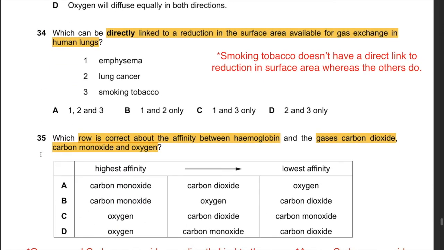Oxygen will diffuse from alveoli into capillaries, from higher concentration to lower concentration. Question 34. Which can be directly linked to a reduction in the surface area available for gas exchange in human lungs? 1. Emphysema, 2. Lung cancer, 3. Smoking tobacco. Smoking tobacco doesn't have a direct link to reduction in surface area, whereas emphysema and lung cancer do. Therefore, the answer is B, 1 and 2 only.